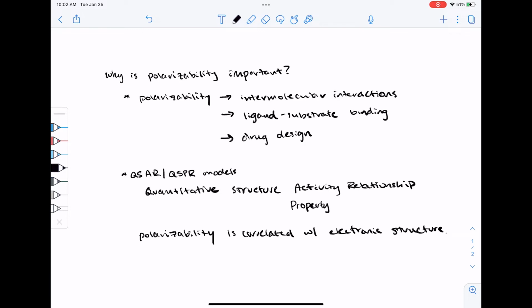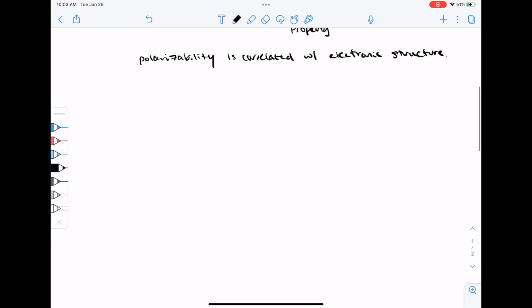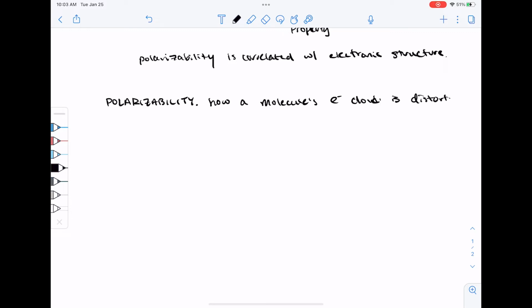Okay, so now that we've talked about why polarizability is important, let's define polarizability. As we mentioned before, polarizability is a measure of how a molecule's electron cloud is distorted. But more formally, it is how a molecule's electron cloud is distorted in the presence of an external electric field.